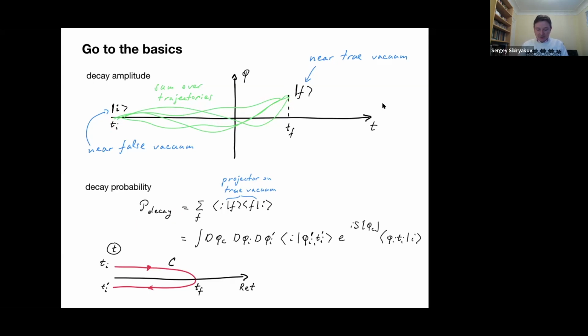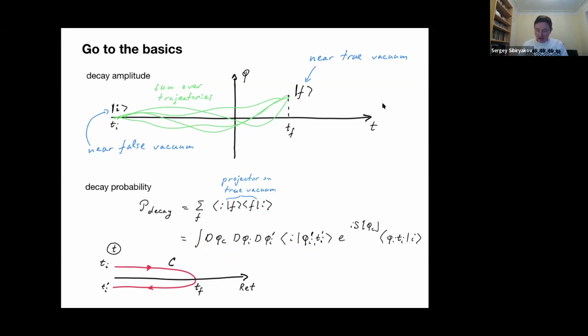Then the decay probability is given by the square of the amplitude, summed over all final states in the basin of attraction of the true vacuum. And writing down the full path integral, we get something like this. Here we integrate over all trajectories, over initial conditions actually twice, because the initial state enters this formula twice. Then we have the overlap, or wave function, of the initial state in the coordinate representation, and the action of the trajectory which connects the initial and final states. And we integrate over all trajectories.